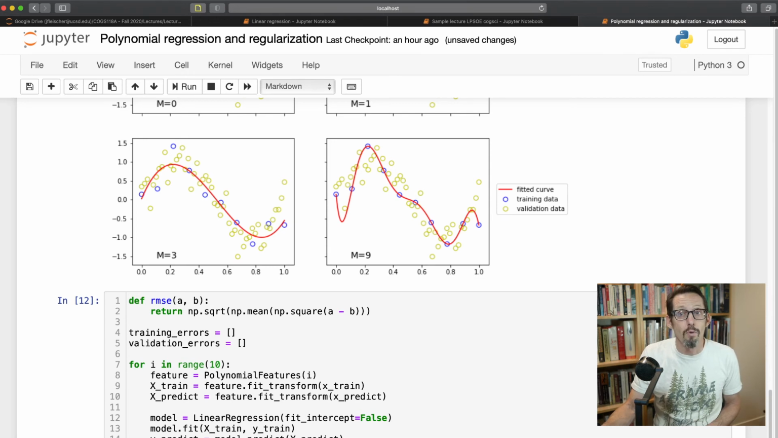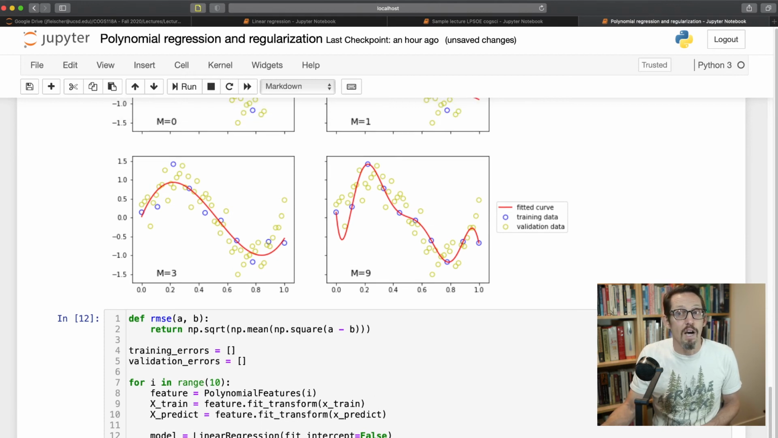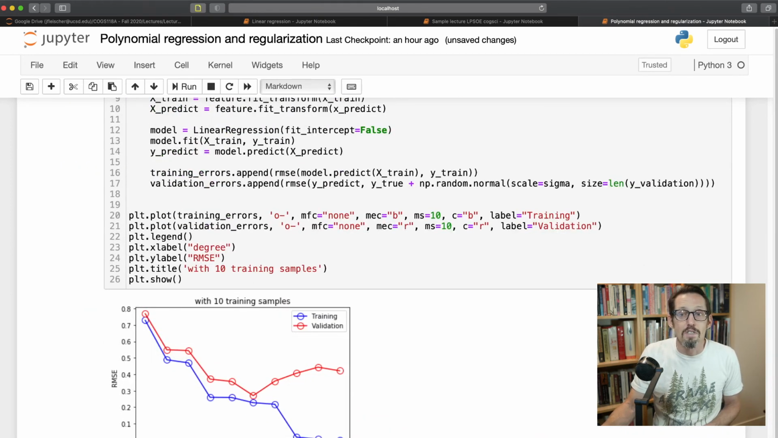So for a third order polynomial, it's about the same. When the line of fit here, the red, is about as close to the blue as it is to the yellow, on average. For the ninth order polynomial, that is not the case. It is very close and in fact right on top of the blue, but its error to the yellow is actually quite extreme. All right, do we see that here?